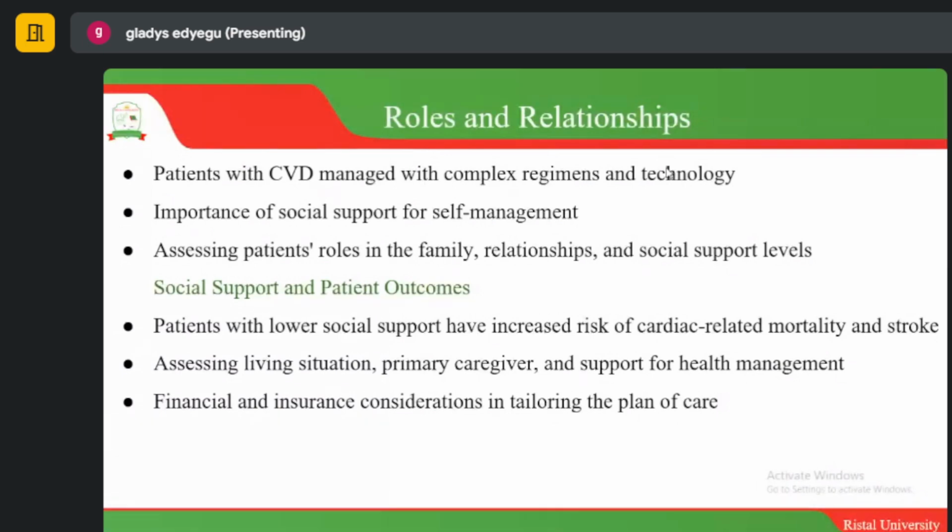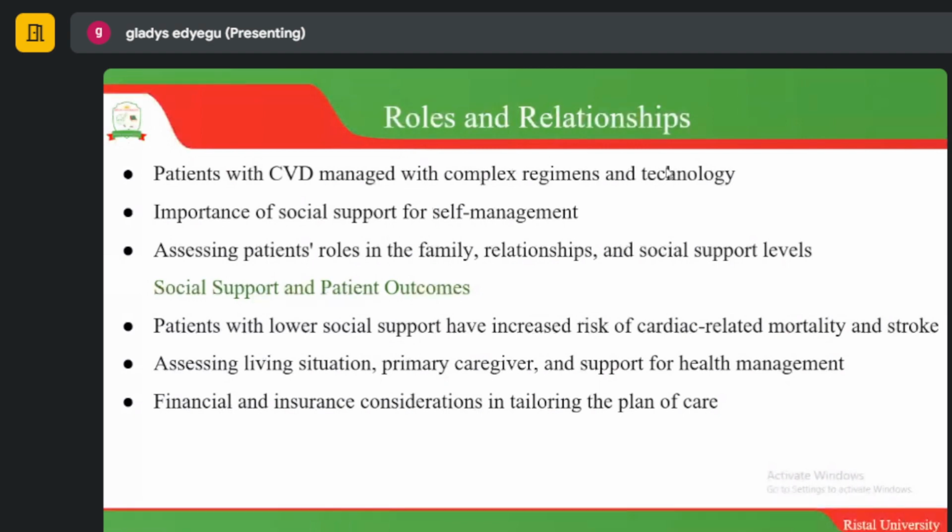So we also need social support for these patients, especially their families. We need to educate their families. We need to counsel them together with their families so they can provide the social support to these clients. Assessing patients' roles in the family. We also need to know what is the responsibility of this person in this family, the relationships in these families.